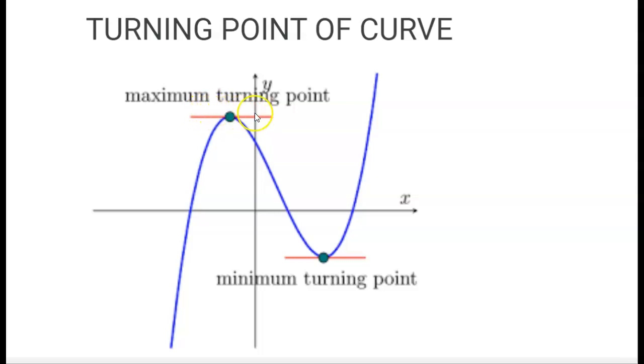This is also known as stationary point. Then we got a point here as well. That's where it's turning as well. Now, these 2 points, the green ones, are known as the turning points, also known as a stationary point.